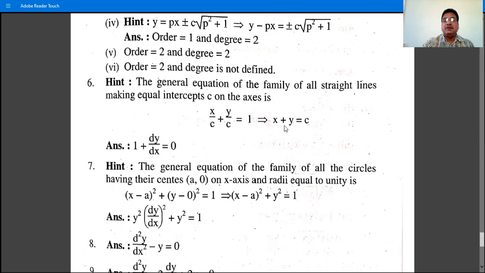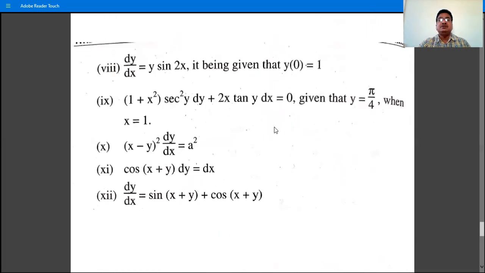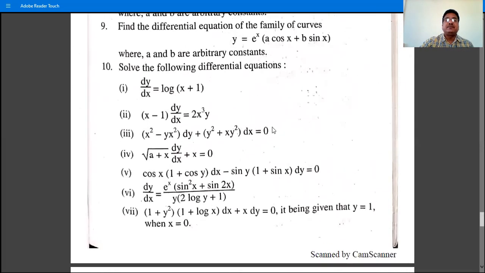So differentiate. What do we have? Derivative of x is 1, plus dy by dx is equal to 0. And this is the answer, because this equation contains only one constant and we have to eliminate that. So these are the examples on the formation of differential equation.